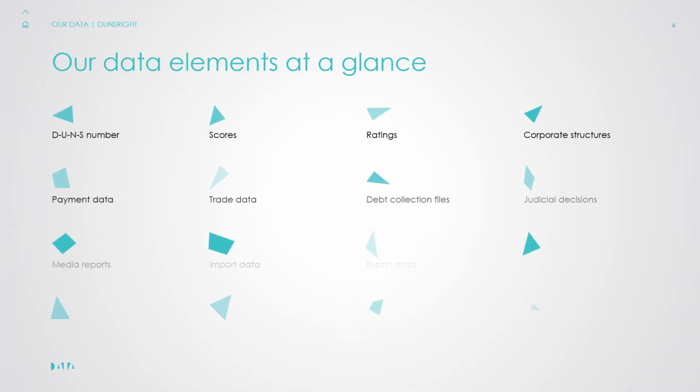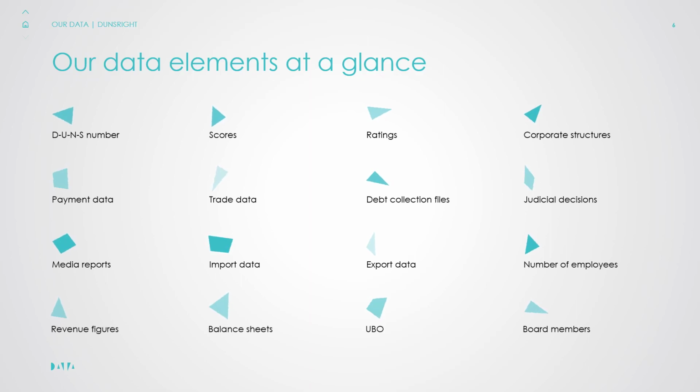Here's a quick overview of data elements available in the DNB database, such as the DUNS number, scores and ratings, but also elements such as debt collection files, number of employees, balance sheet, and ownership information. The data elements available vary per country and company. For example, in certain markets, a small company may only need to file a balance sheet, or none at all, while a large multinational must also file a profit and loss account. These elements are accessible through the company report, depending on what data is publicly available for a specific company and region.